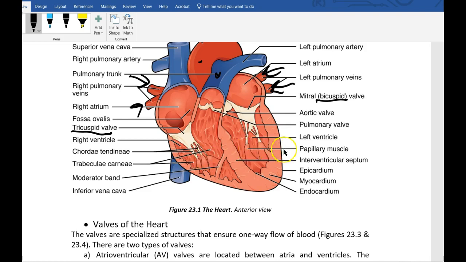What they secure themselves to are the papillary muscles. Again, we're not going to ask you the function of the papillary muscles, you just want to be able to identify one when you see them, and they anchor the chordae tendineae to the ventricular walls.